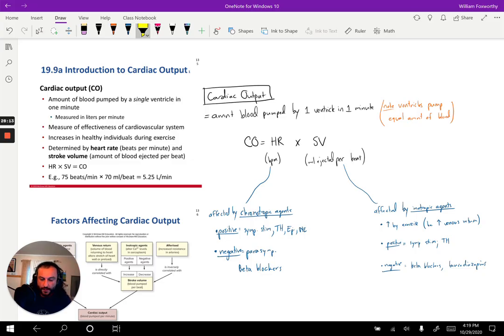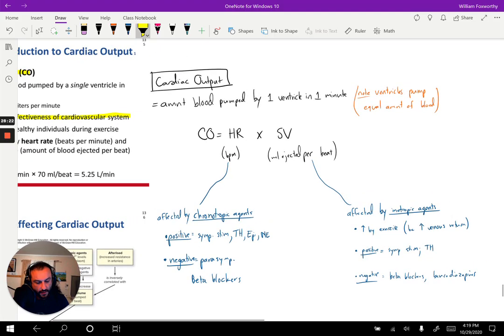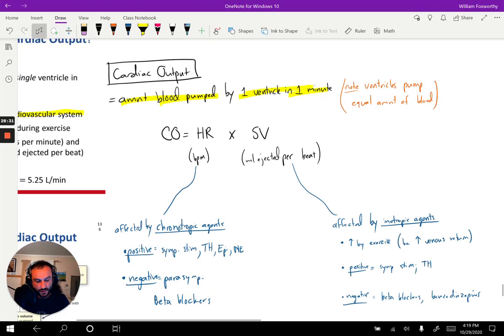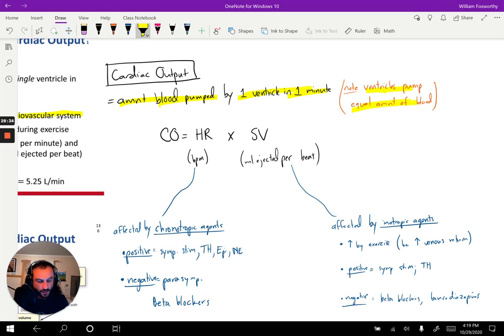Okay, one thing that you can look at to measure the effectiveness of the cardiovascular system is cardiac output. And cardiac output is the amount of blood pumped by one ventricle in 1 minute. And that should be the same for the left ventricle and the right ventricle, because the ventricles pump equal amounts of blood. If they don't, then you're going to end up with edema or swelling in your systemic tissues, or pulmonary edema and swelling in your lungs.